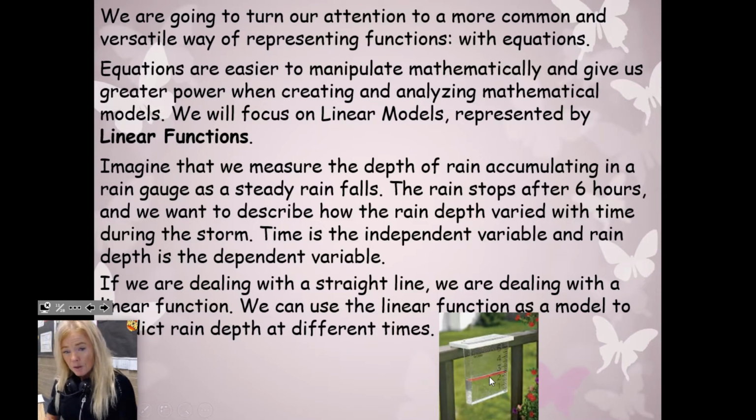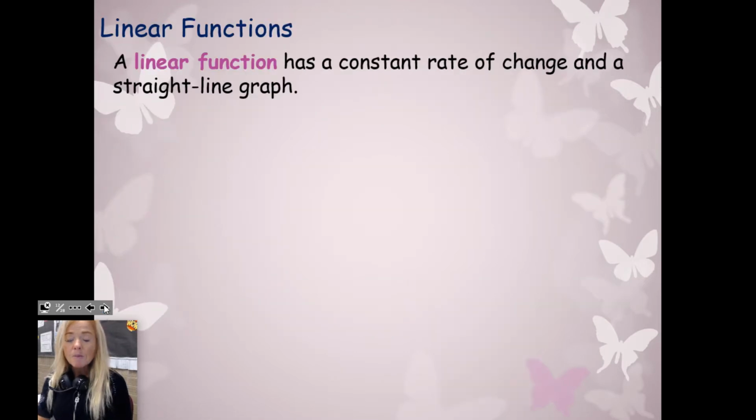So we want to say, well, it was so much per hour. You would have time as the independent variable, and then the rain depth would be the dependent variable. If we're dealing with a straight line, then we're dealing with a linear function. And in most cases, the rainfall here would be a linear function as long as the rain fell at a steady rate. Then we could use a linear function as a model to depict the rain depth at different times. And that would be cool.